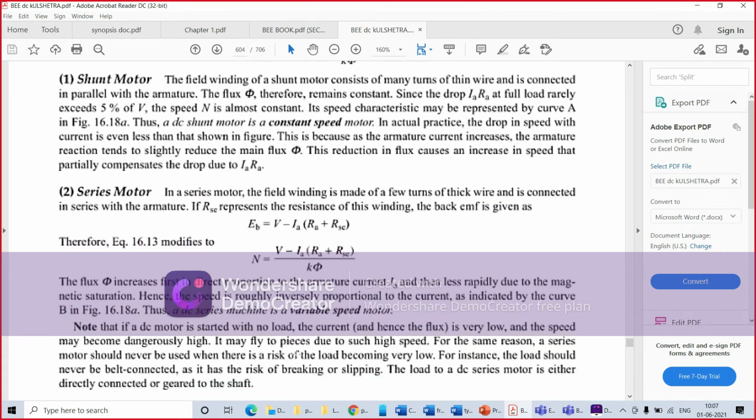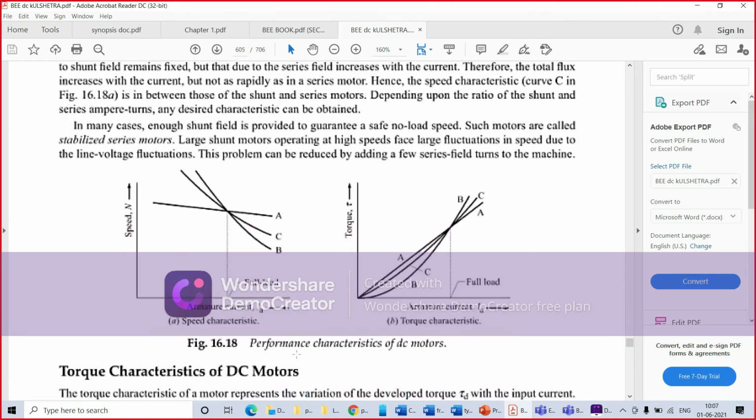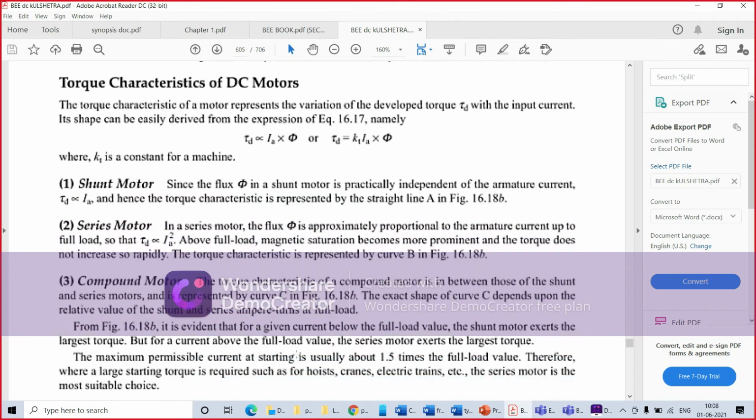And what is the second characteristic? Your torque characteristic. Okay, so if we talk about shunt motor, देखिए the torque characteristic is governed by this particular equation, that is torque is equal to K Ia phi, and if you consider the flux constant, as you are supplying the field winding with constant supply, then torque is directly proportional to Ia. Since the flux in a shunt motor is practically independent of armature current, the torque is directly proportional to Ia, hence the torque characteristic is represented by a straight line, that is A.